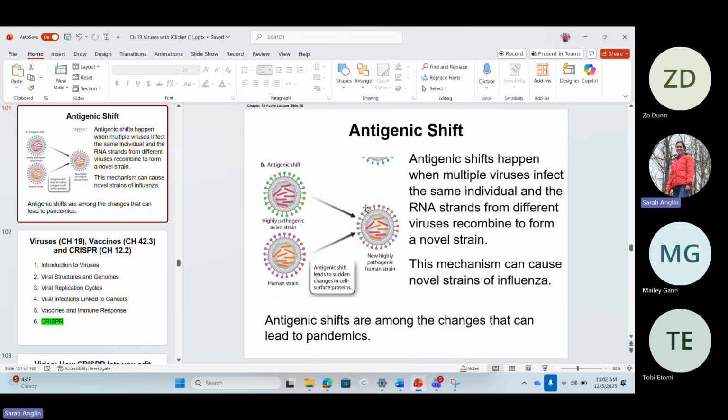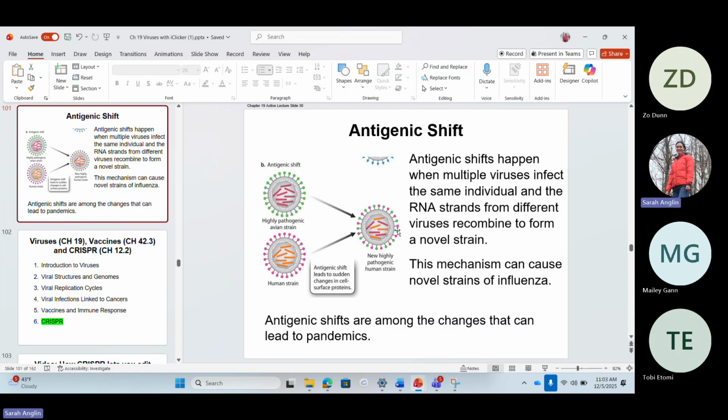And now you can see how, yes, there's green and there's pinky purple, but as long as it can interact with the receptors, and it can because it has that pink colored protein, it's going to allow this genome to now get into the cell. And this is going to cause a new novel strain to be formed.